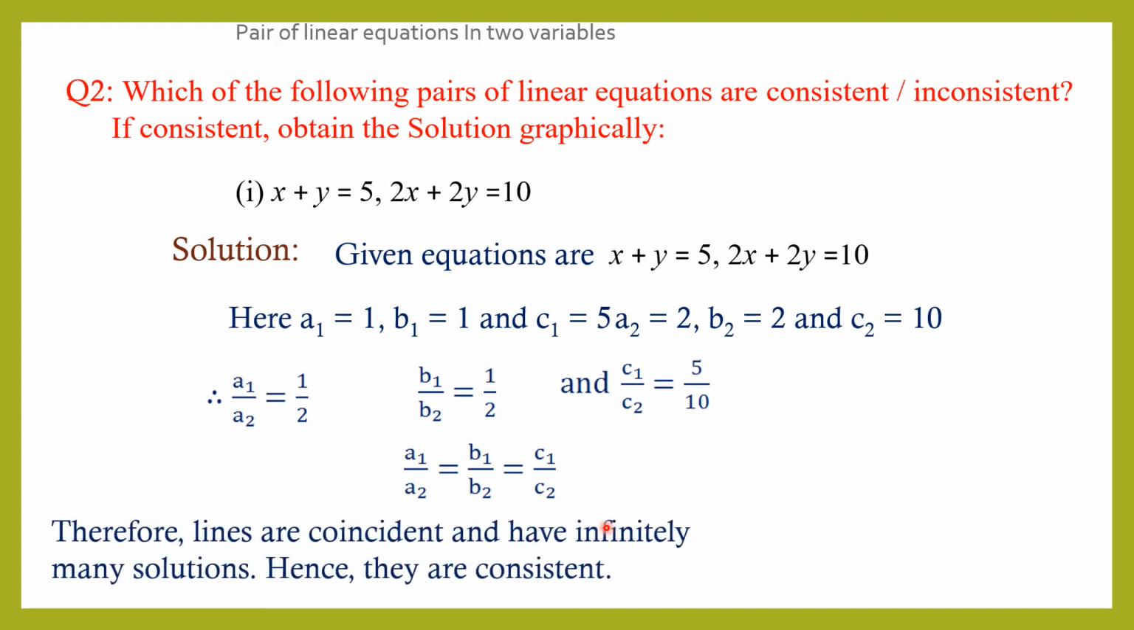Clear? Therefore the lines are coincident and have infinitely many solutions. Hence they are consistent lines. Clear? Coincident lines means the given equations have infinitely many solutions. Hence they are consistent lines. Clear?